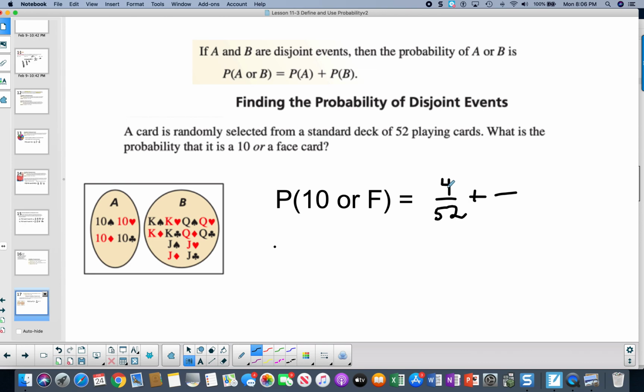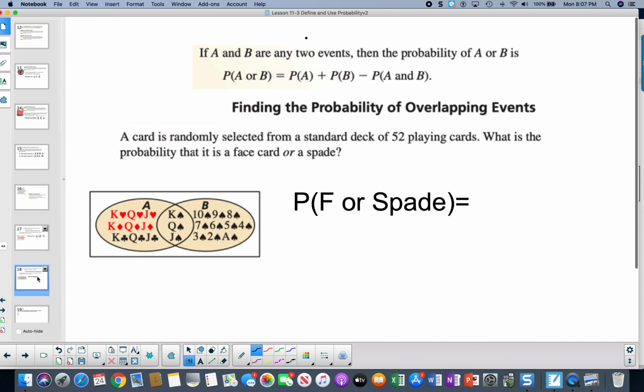So there are 4 10s out of 52, and there's going to be 12 face cards out of 52. And when you add these together and simplify, it'll be 4 over 13. Now let's take a look at what happens if there's overlapping. Suppose you want the probability of a face card or a spade. Now face cards and spade cards overlap right here. This is where they have in common.